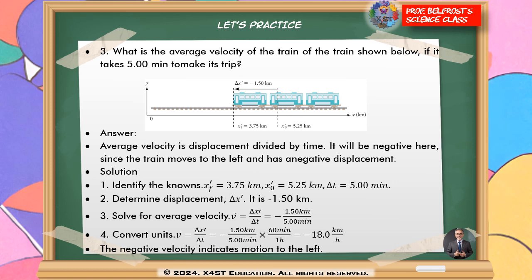So we have done the displacement as the second step, and we have also identified the knowns, which are x final, x0, and delta t. Then we can solve for the average velocity and convert the units to proper units, and we can express it, for example, as minus 18.0 kilometers per hour. And negative actually means that the motion is toward the west.